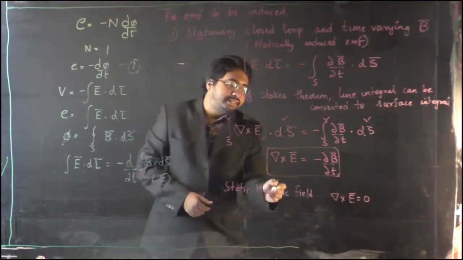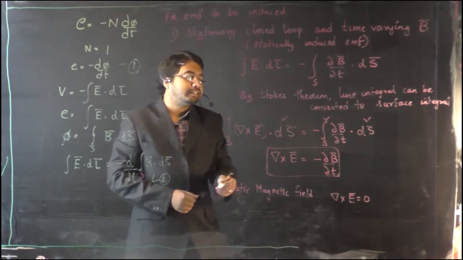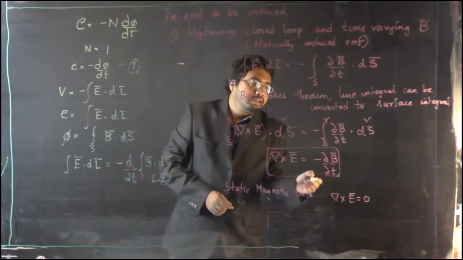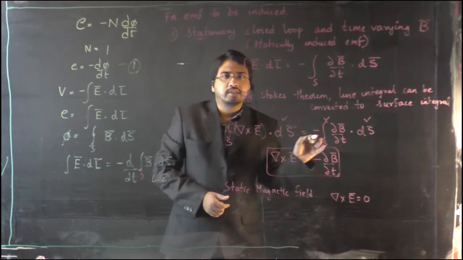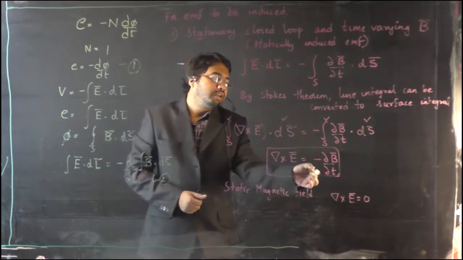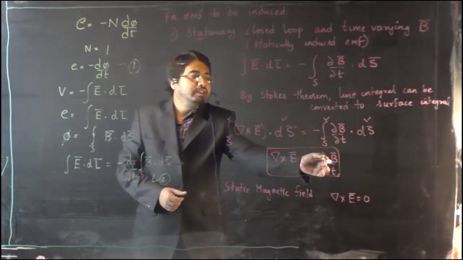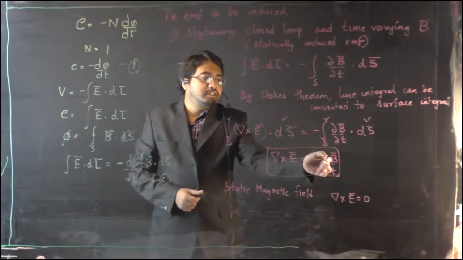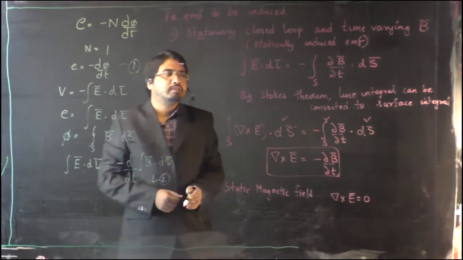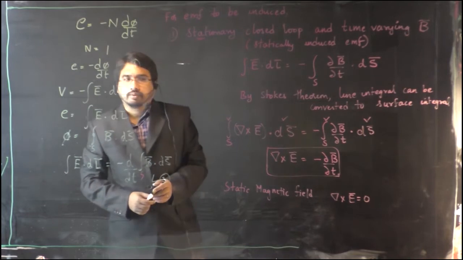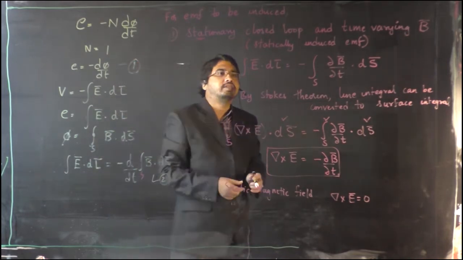Suppose you take a static magnetic field. Static magnetic field means your magnetic field is constant or stationary. So what is the derivative of a constant? That will become 0. Del cross E bar is equal to 0. Okay, so this is the first case.